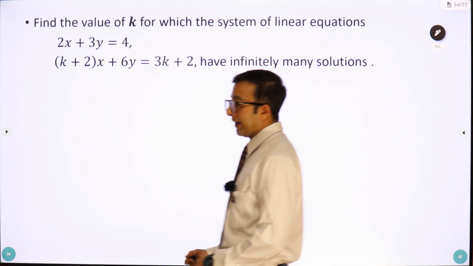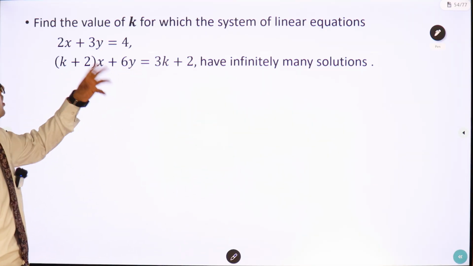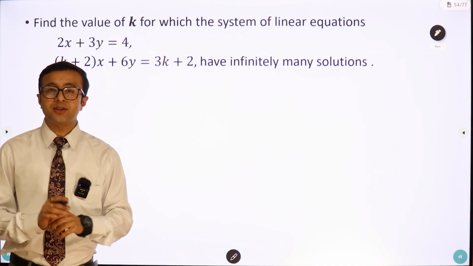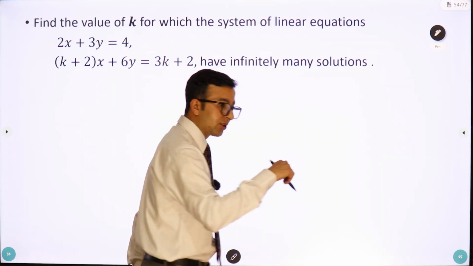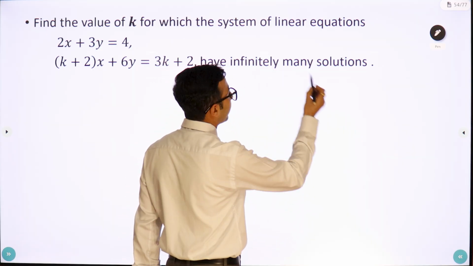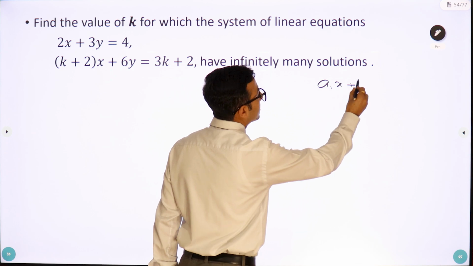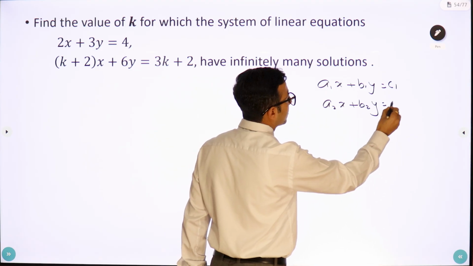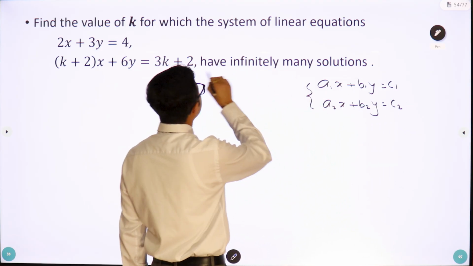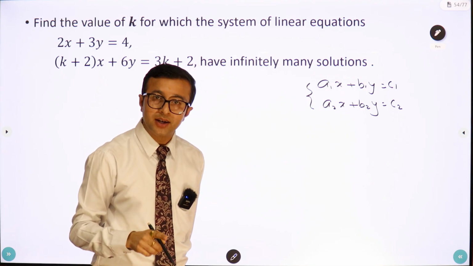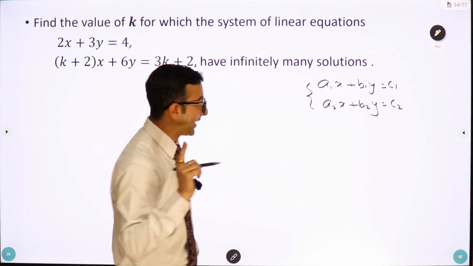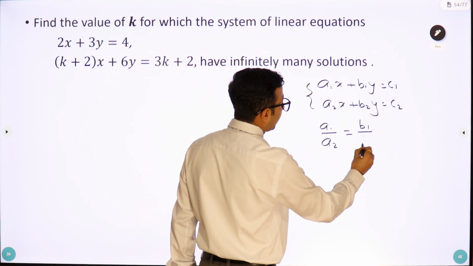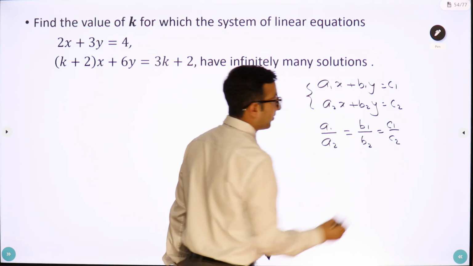Now the third question related to the same. Find the value or values of k for which the system of equations has infinitely many solutions. Now look here, in this case we are supposed to find the infinitely many solutions. Under that condition we are supposed to get the value of k. That means for a1x plus b1y is equal to c1, a2x plus b2y is equal to c2, having infinitely many solutions means coincident lines. Here a1 by a2 is equal to b1 by b2 is equal to c1 by c2.